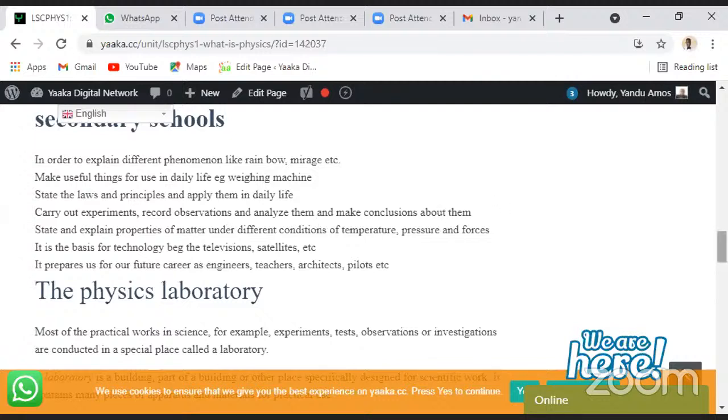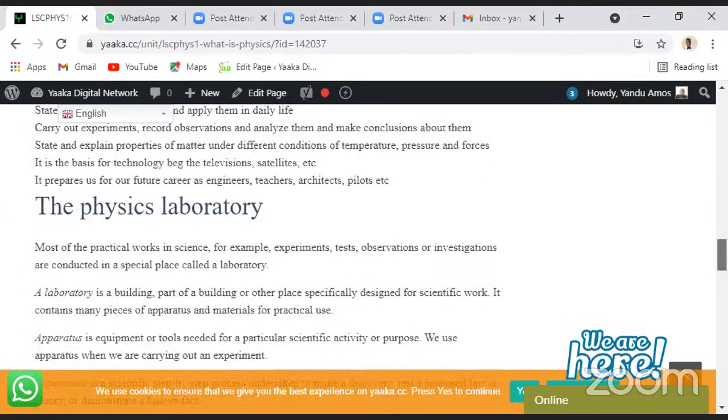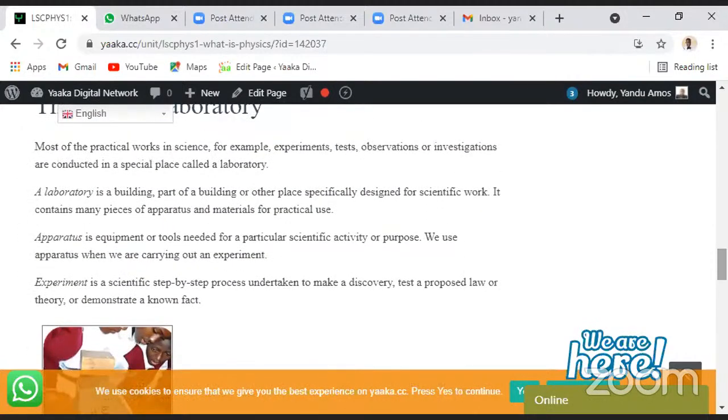Then, because we said physics is usually studied in a laboratory, we now said here that most of our practical activities, for example experiments, tests, observation, and investigations, are conducted in a special place called a laboratory. So we know a laboratory is that place where we carry out our experiments. It is a room or part of a room designed for scientific work. It contains many pieces of apparatus, and these apparatus are made for practical use. That is what we have from our notes.